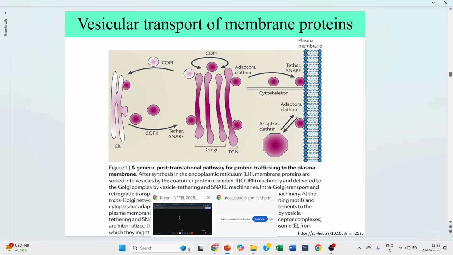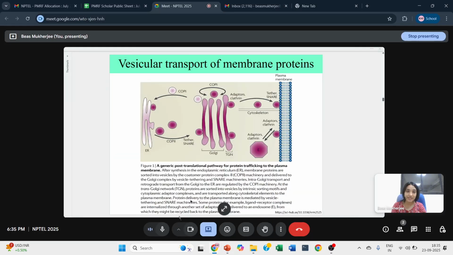Now we'll talk about these vesicles in a little more detail. Now I am going through this in such detail because this is one of the favorite topics of your examiners. So there can be a lot of questions from here, and that is why it's very important that you remember what COP1 vesicles are, what COP2 vesicles are, what the cis Golgi network and trans Golgi network are, and how this entire vesicular transport of membrane proteins happens.